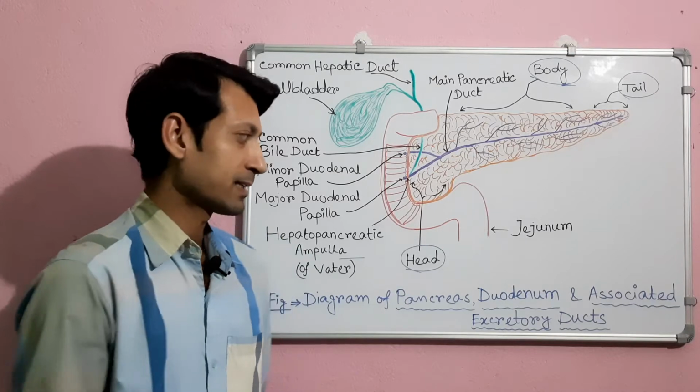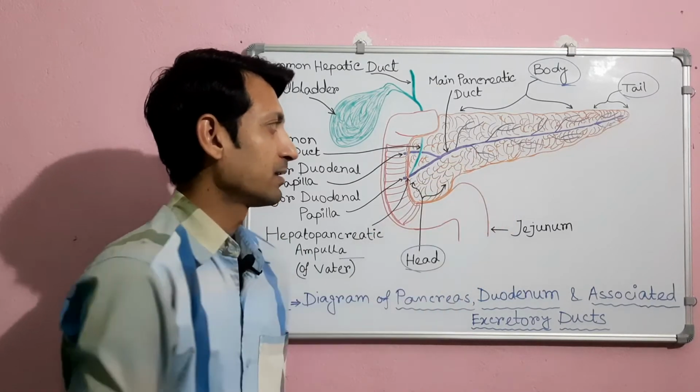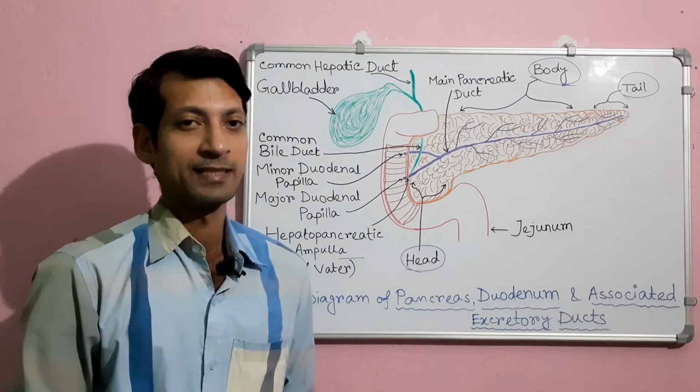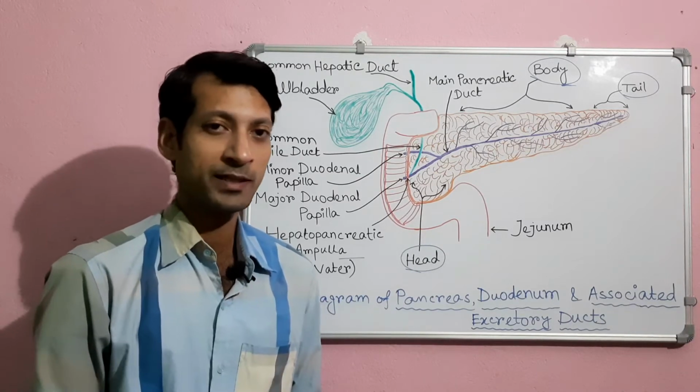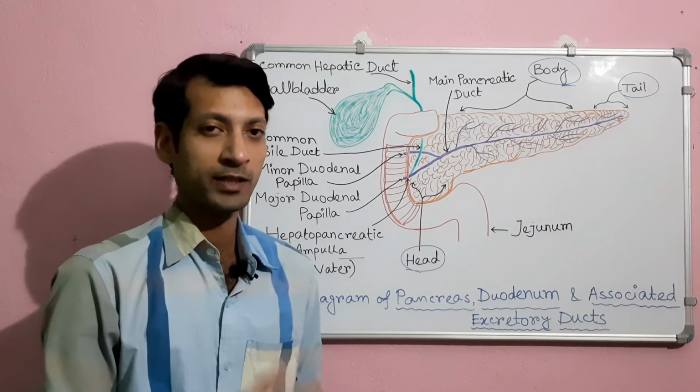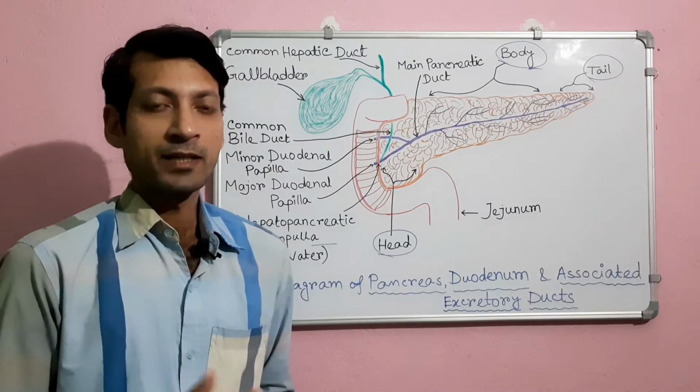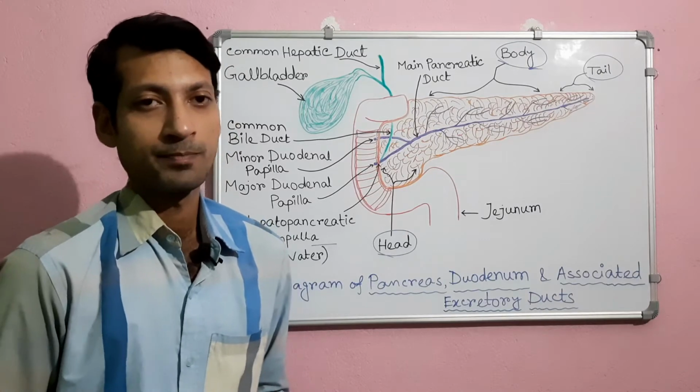Today I will discuss the pancreas, which is a mixed gland, meaning it has both exocrine as well as endocrine functions. The pancreas is one of the very important glands in the human body.